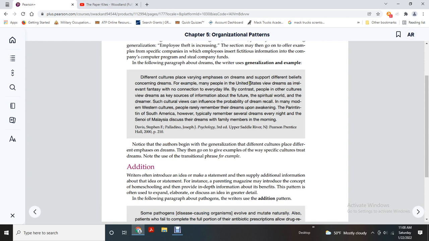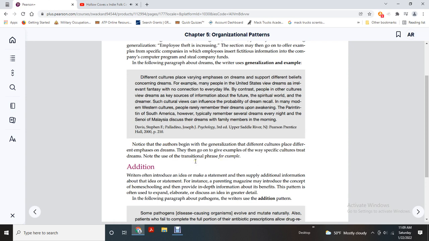For example, many people in the United States would view dreams as irrelevant fantasy with no connection to everyday life. The paragraph begins with a generalization: different cultures place different emphasis on the dreams they have. It then gives an example of specific cultural treatment of dreams, and it uses the transitional phrase "for example."